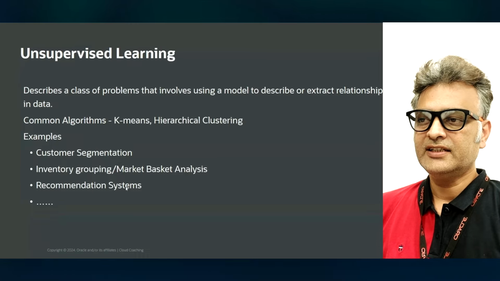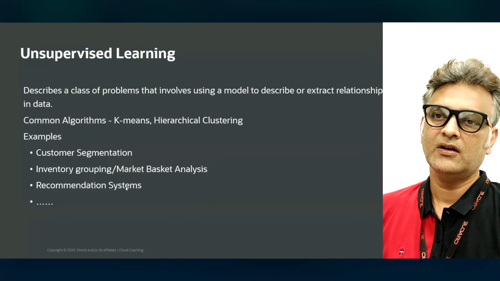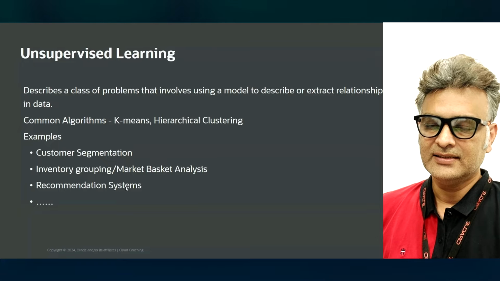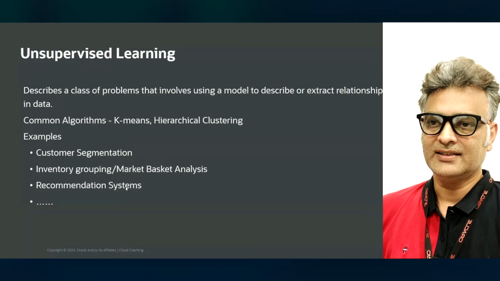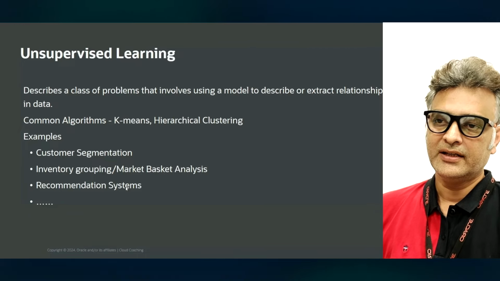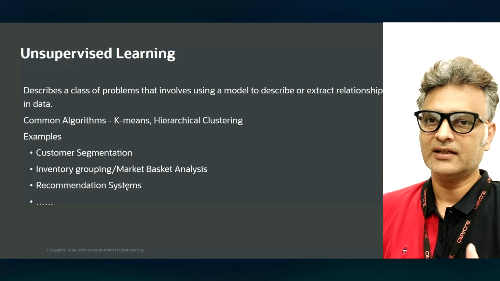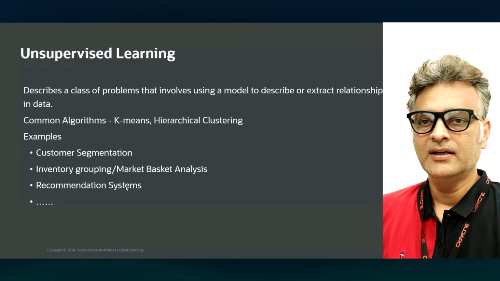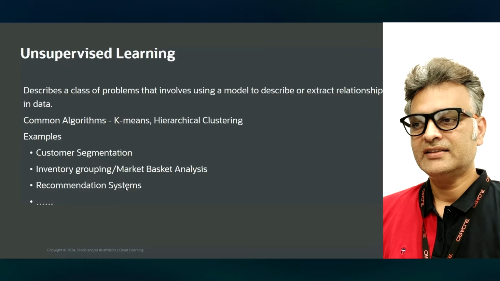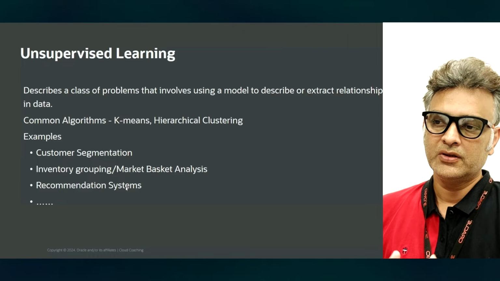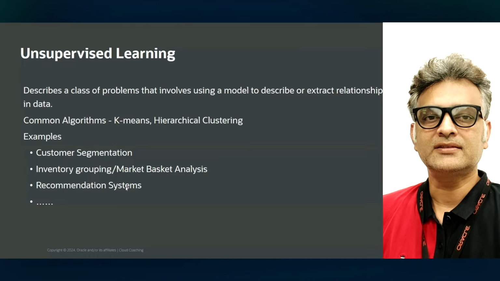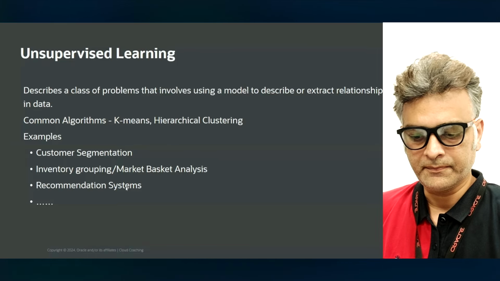Unsupervised learning. So this describes a class of problems that involves using a model to describe or extract relationships in data. So what this means is we have data points with us, but we don't know exactly the relationship between them. But we want to use machine learning to identify maybe which are all the data points which are close or which exhibit similar behavior, right? So common algorithms for this kind of learning are k-means and hierarchical clustering. Some of the examples could be customer segmentation, or you want to do something called inventory grouping or market basket analysis. Even if you want to develop recommendation systems, this is where you will use unsupervised learning.